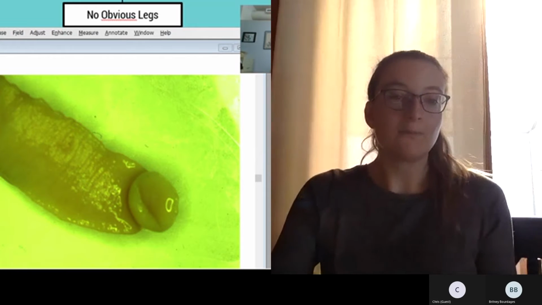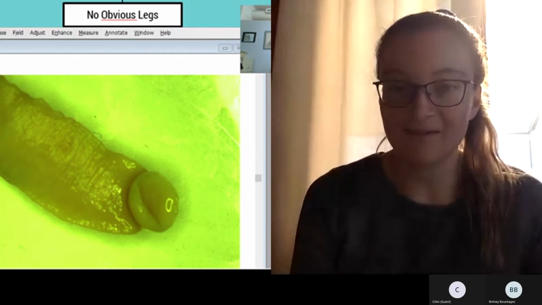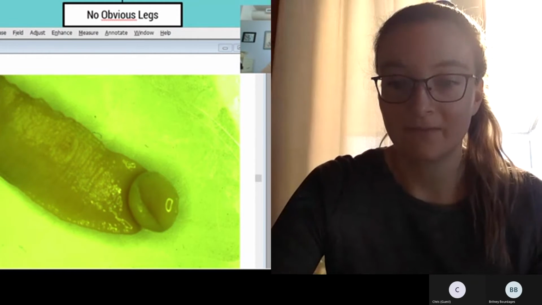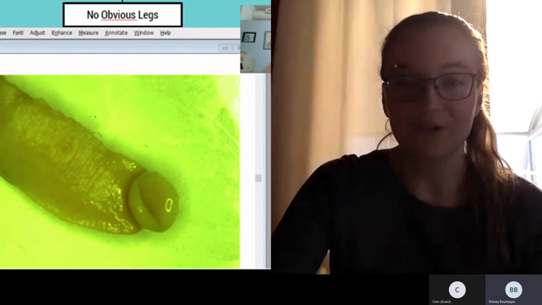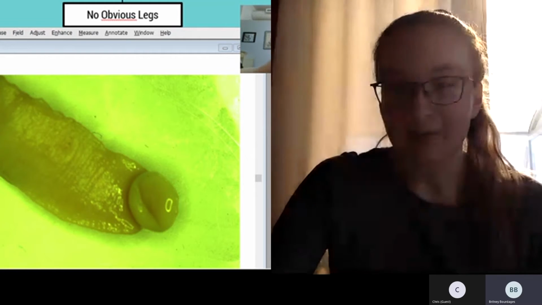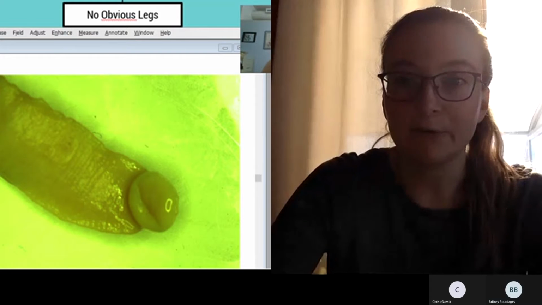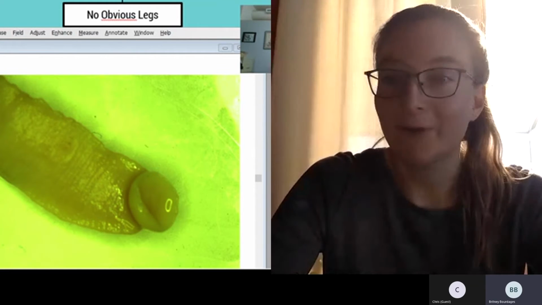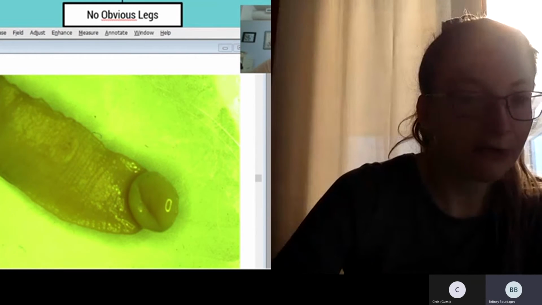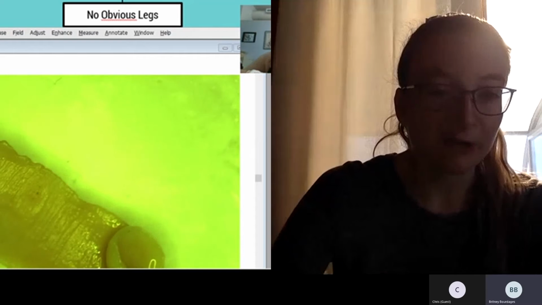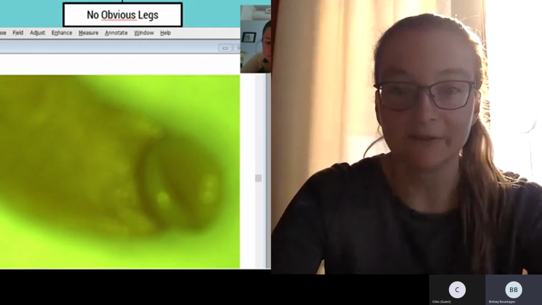Yeah. So you guys think that this specimen has any obvious legs? No, it does not have any obvious legs, that's for sure. That brings us to, does it have a shell or not? Do you see a shell on this guy from what you can tell? No, not absolutely. So, is the body segmented? Do you see any sections, or is it nice and smooth like a tube? Yeah, absolutely, it is segmented for sure.